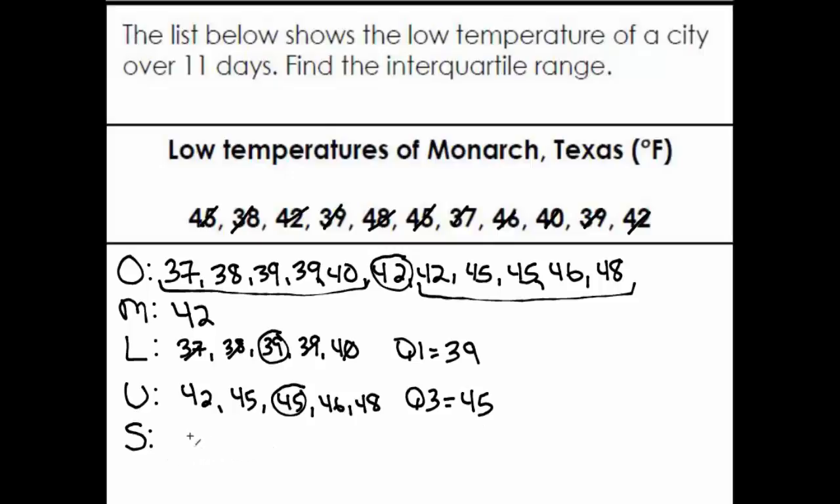Now we subtract low from high. So we subtract 39 from 45, and we get 6. So in this case, the interquartile range, or IQR, is 6. Great job!